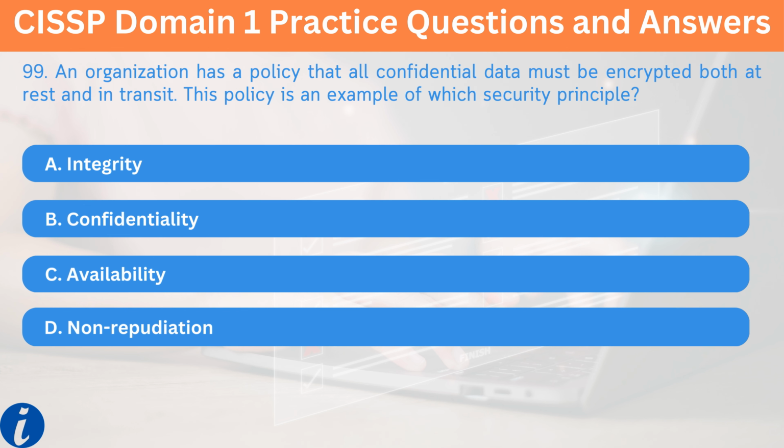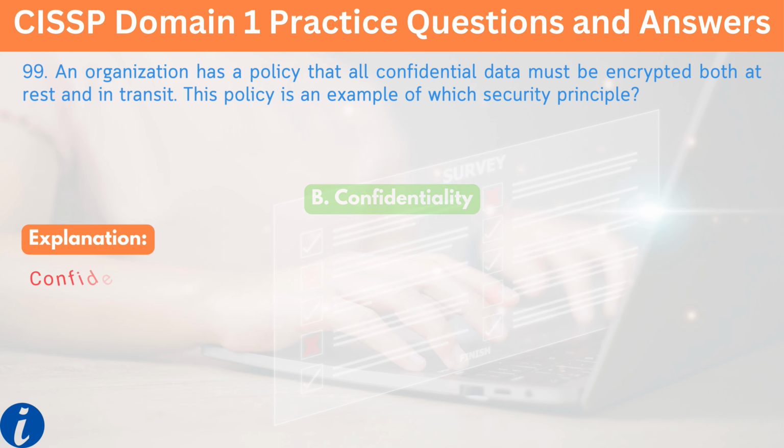99. An organization has a policy that all confidential data must be encrypted both at rest and in transit. This policy is an example of which security principle? A. Integrity. B. Confidentiality. C. Availability. D. Non-repudiation. The correct answer is B.